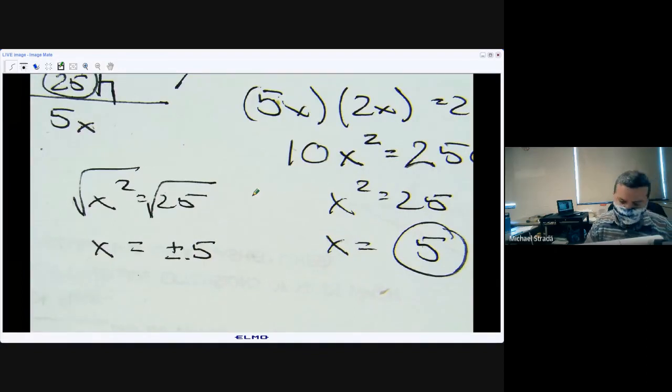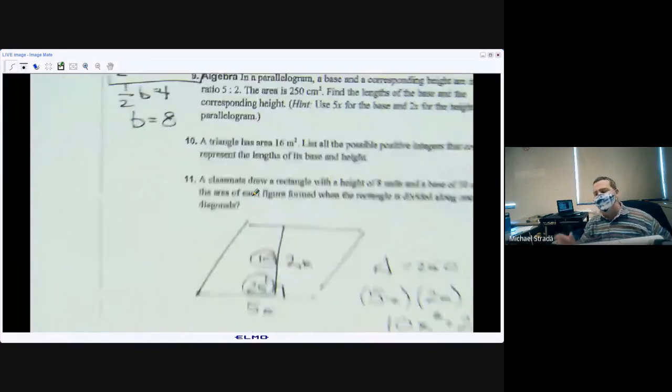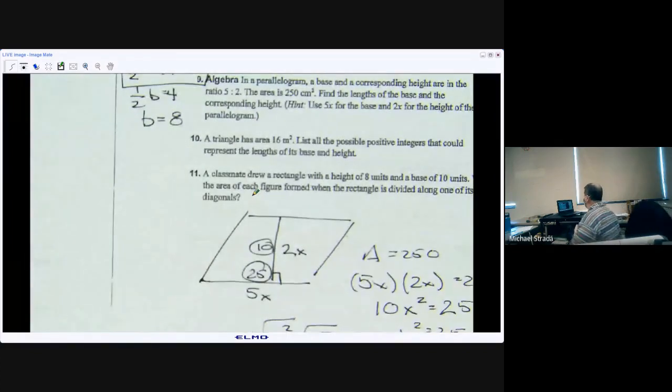Good? All right. So if you would please work on 10 and 11. Please work on 10 and 11.